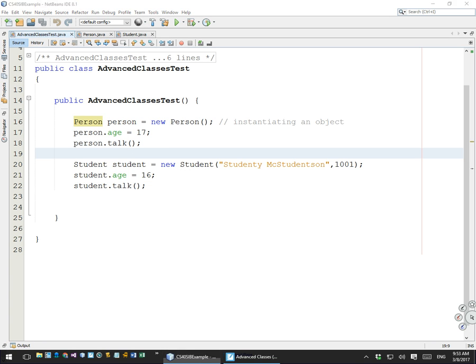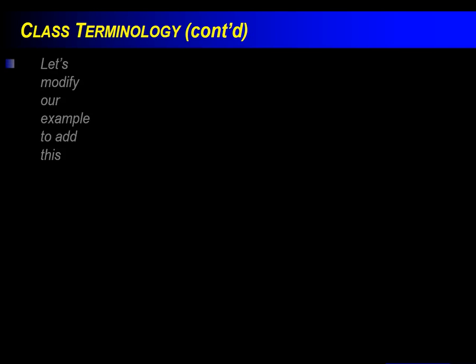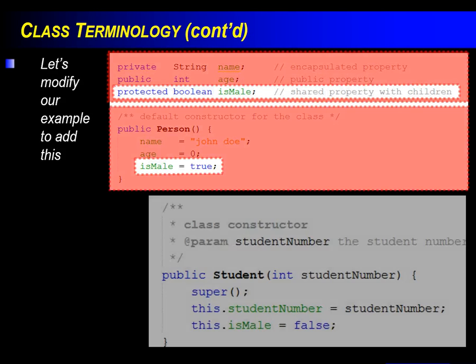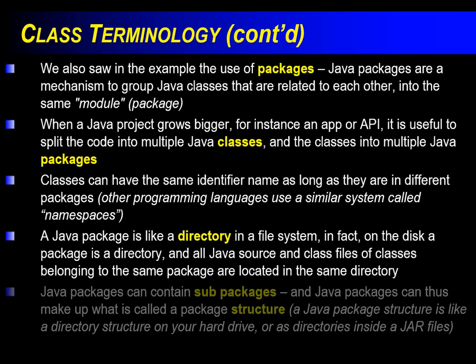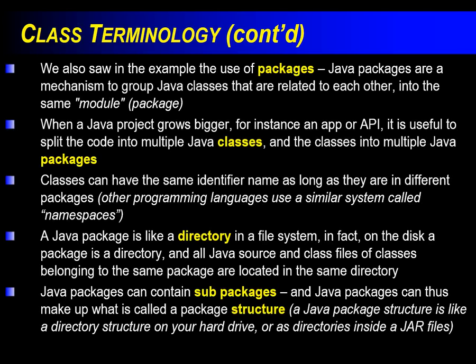Okay, so this is also in the notes in a slightly different form, but in the notes you can see here I've highlighted the fact that something is protected and that it's used within the code. Okay, so here's the explanation. We saw and have been using the use of packages. So here's a definition. Packages are a mechanism to group Java classes that are related to each other in the same package or the same module.